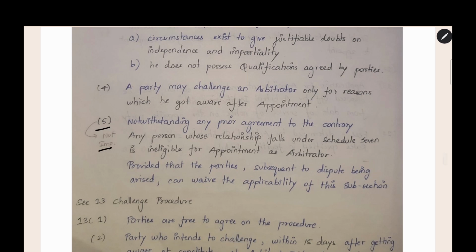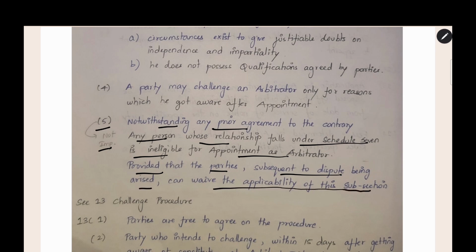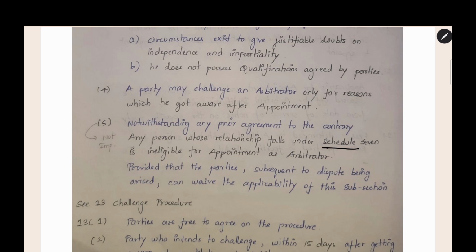Subsection 5 is not so important, but still I will read it. Notwithstanding any prior agreement to the contrary, any person whose relationship falls under Schedule 7 is ineligible for appointment as arbitrator, provided that the parties subsequent to the dispute having arisen can waive the applicability of this subsection. There is a schedule called Schedule 7. In that there are certain relationships given. If the arbitrator has any one of the relationships given under Schedule 7 with the parties, then he cannot be appointed as arbitrator.